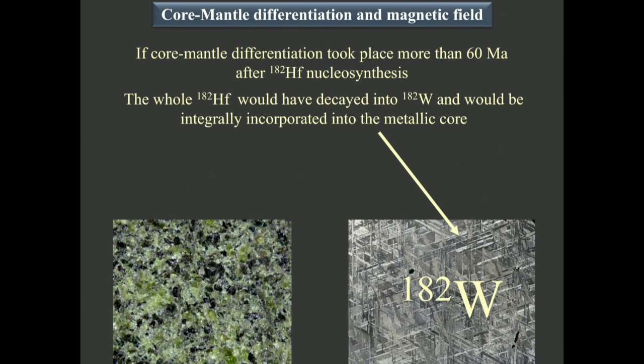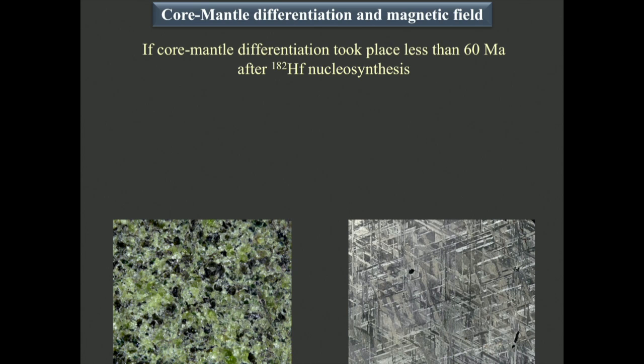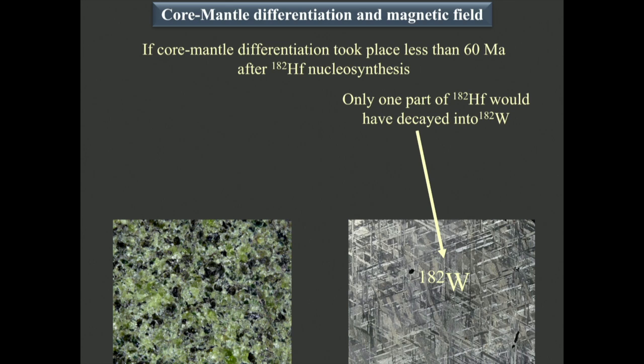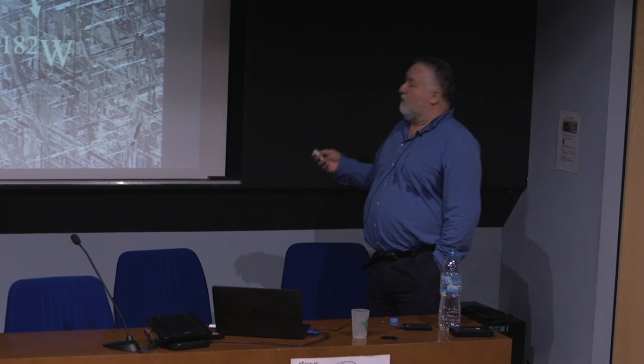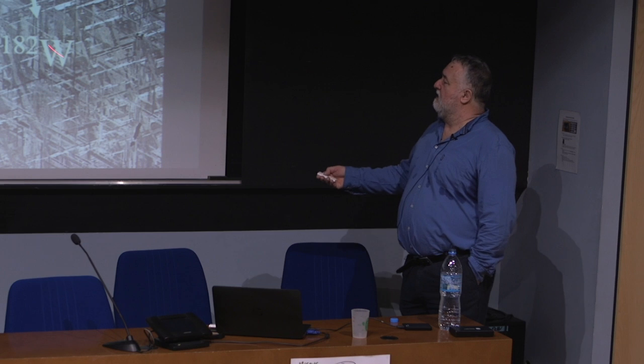But let us now imagine a more favorable situation, where the core differentiation took place before 60 million years. In this case, one part of hafnium-182 is transformed into tungsten and will go into metal. But one part of hafnium-182 remains, incorporated in silicate, and it will decay into tungsten there. So, to be very simple, if we find some tungsten-182 in the silicate, that means that this event took place before 60 million years. If not, all the tungsten-182 will be in the core.